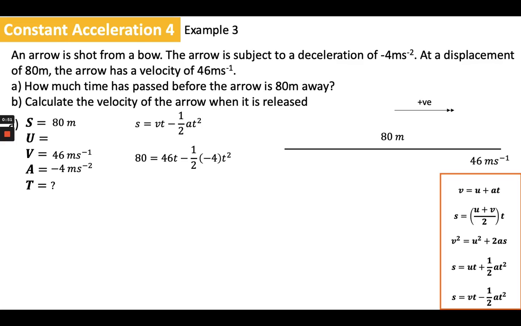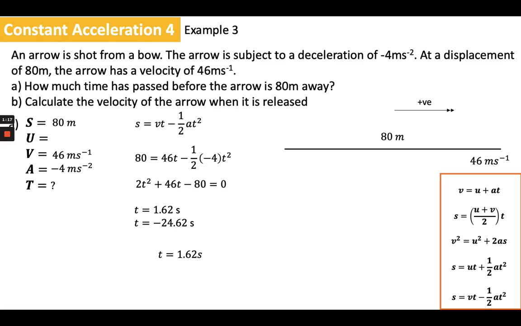I'm going to plug in my information. I then get a quadratic, and I've got 2 answers there. Now, time will always be positive, okay? So if we've got 2 answers, one of which is negative, then straight away I can write that t equals 1.62 seconds, okay?